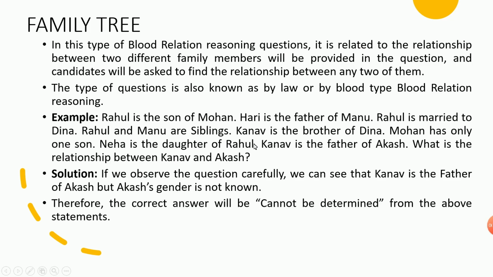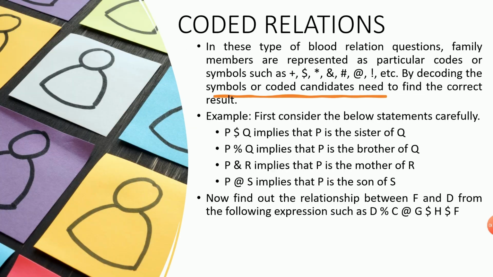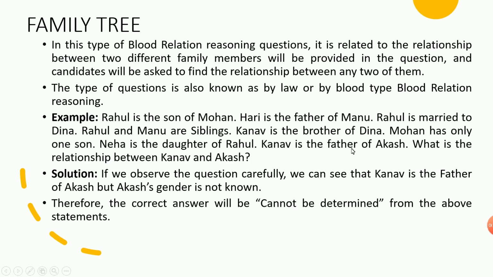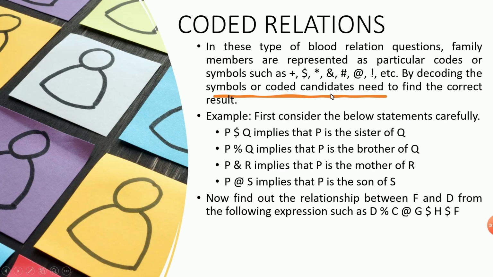In exams they will give that option. If there is one such option, you can also note that option. But please be careful while solving such relations. Next is coded relations. Here they would normally give is the father, is the brother, is the son, is married to, or is the wife of. But here they will just represent them as symbols only.